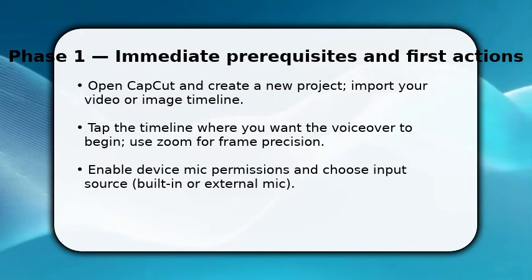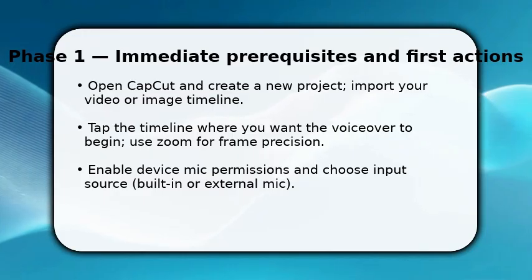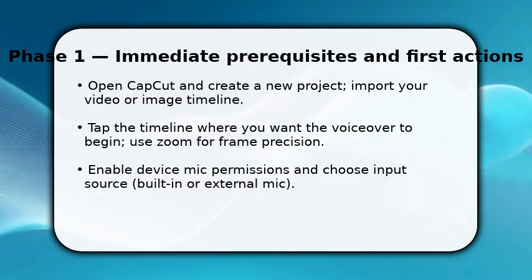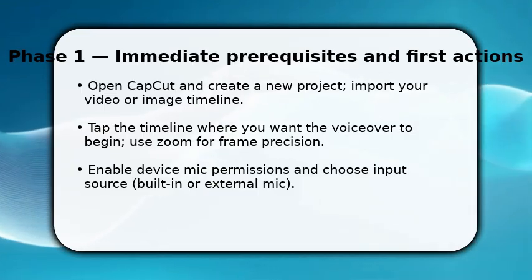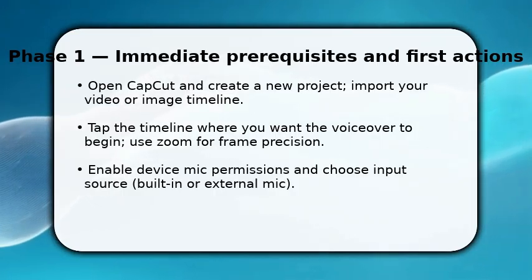You're ready to record now. First, open Capcut and import the clips you'll narrate. Place the playhead at the exact start point where your voice should begin. Make sure Capcut has mic access and select your preferred input, built-in mic or an external USB/Lightning mic for cleaner sound. Once done, tap the record or voiceover button and keep your script visible.